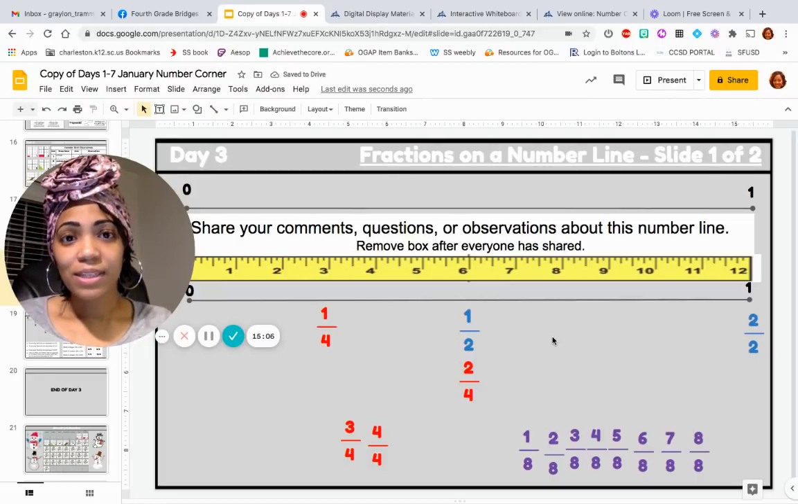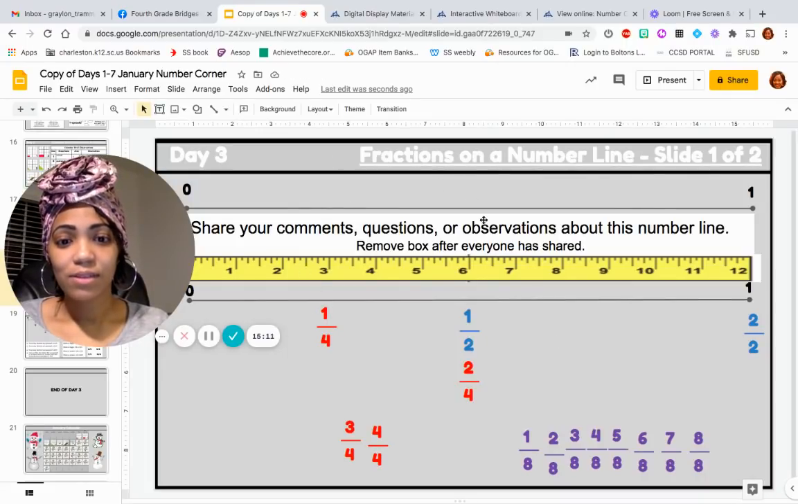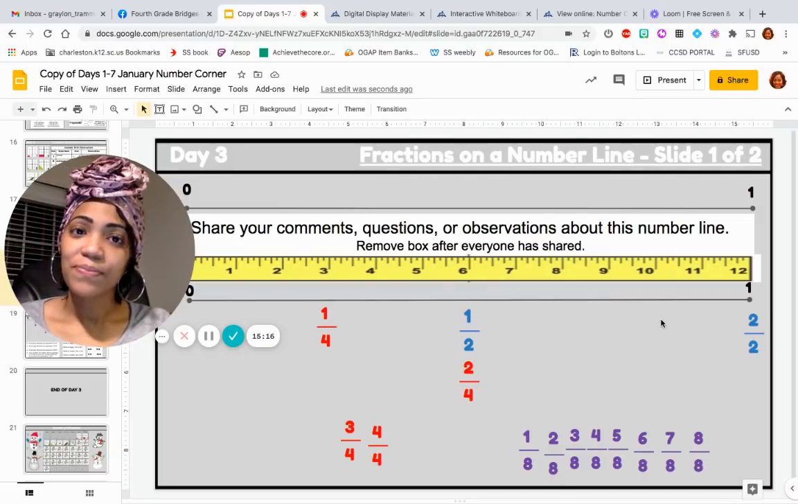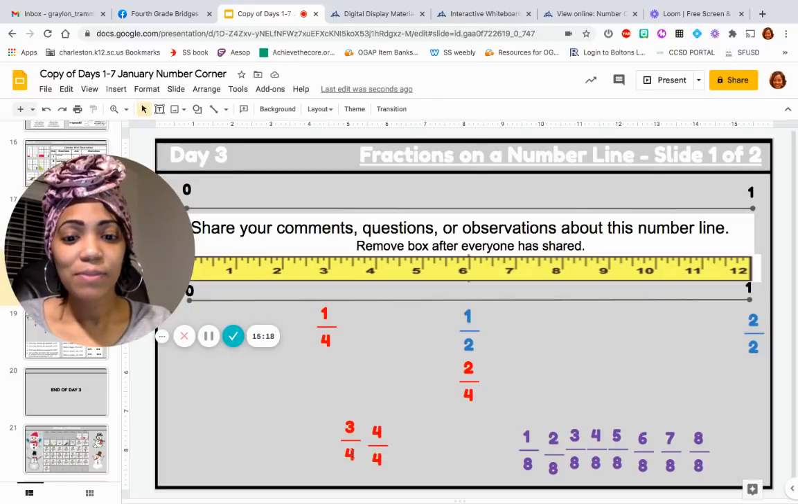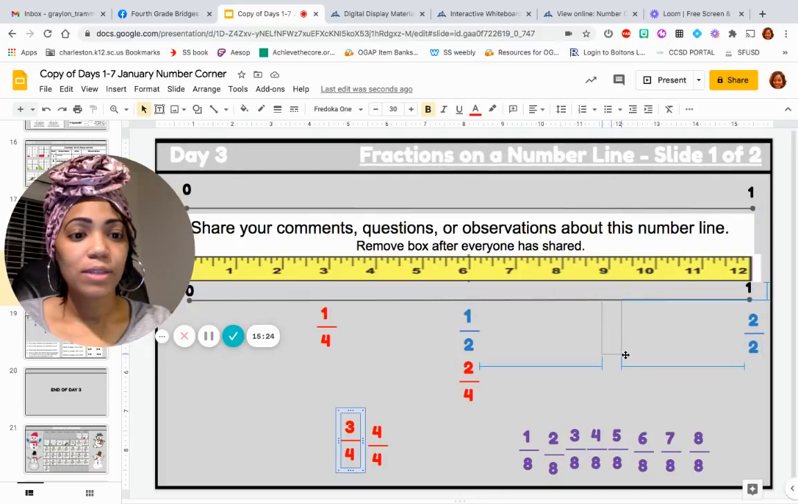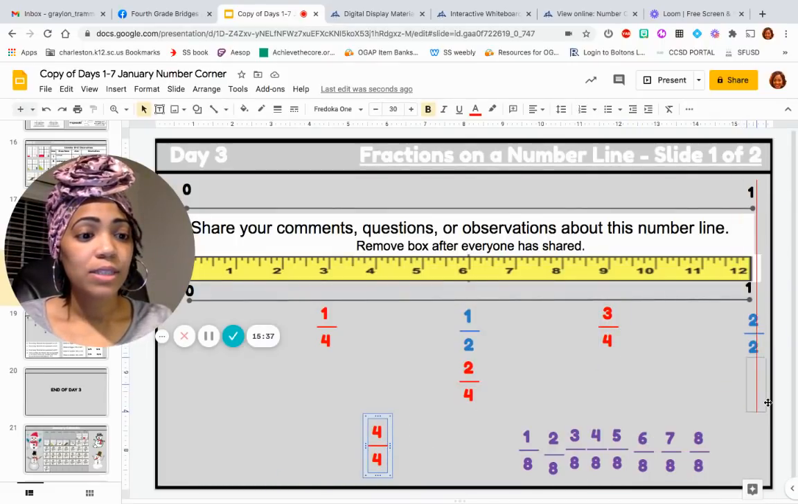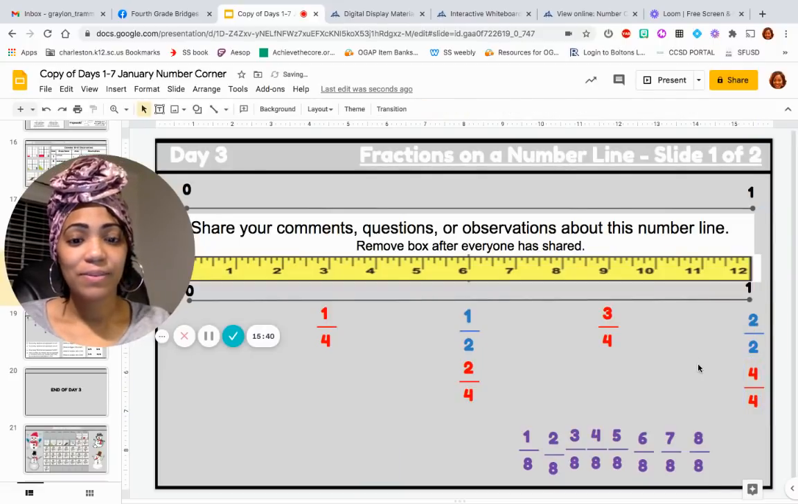How about 3/4 then? If 1/4 is 3 inches, 2/4 is 6 inches, how many more inches do I have to add for another fourth? Another 3 inches, which would give me 9 inches. So I'm going to put my 3/4 right here. And lastly, I have 4/4, which also is the same as 1 whole. So I can move my 4/4 here to line it up. Perfect.